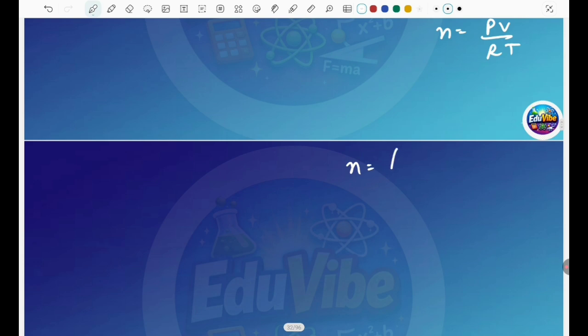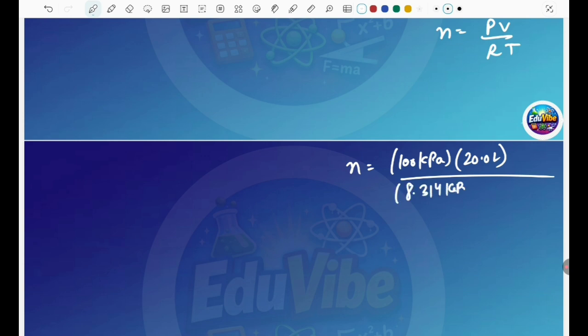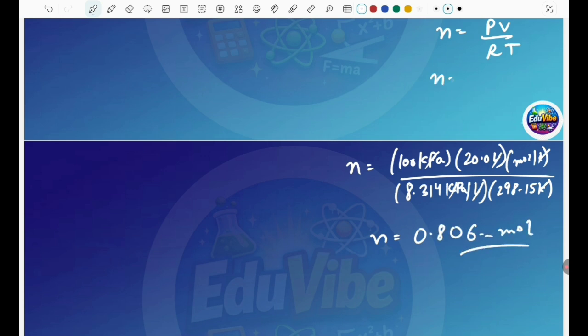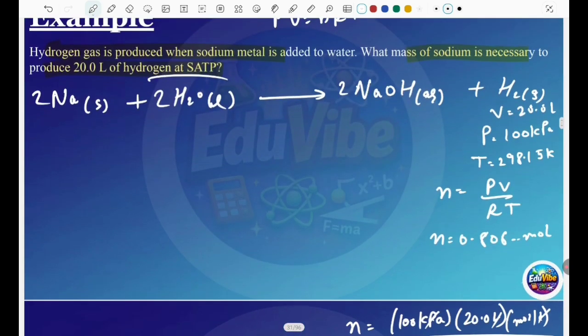So n is equal to, P is 100 kPa, V is 20.0 liters, divided by R, which is 8.314 kPa·L per mole·Kelvin, and you have a temperature of 298.15 Kelvin. So Kelvin cancels, kPa and liters cancel. You will get n of 0.806 moles. So from here your n is 0.806 moles. So this is the n.